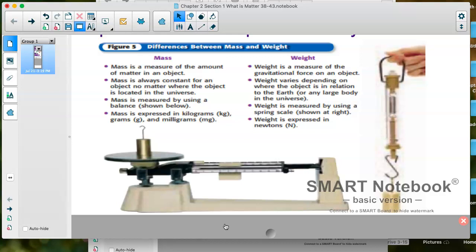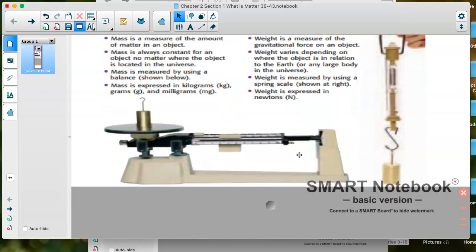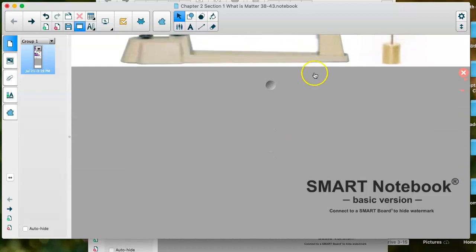Weight is the gravitational force on an object. So it varies depending on where you are on the Earth, right? And where you are in the universe. So the weight is measured by using a spring scale, kind of on the far right there. And we use newtons. Now you and I use pounds here in the United States, but newtons is technically correct.